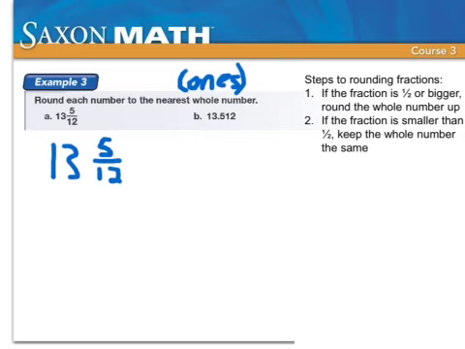Again, we underline the spot we want to round to whole number, which means this right here, the 1 spot. And then we're going to circle the stuff to the right of that. And that's going to tell us how to round.